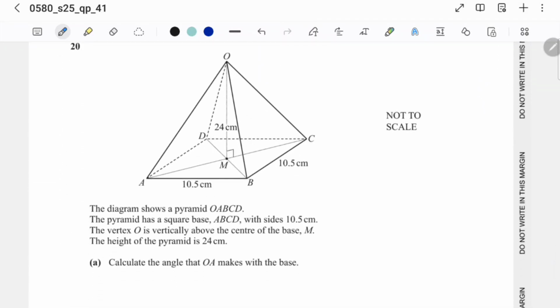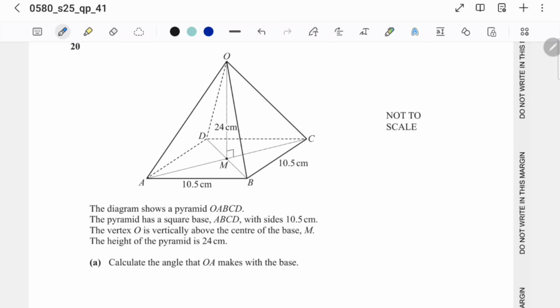Next question is question number 20. The diagram shows a pyramid with O, A, B, C, D. The pyramid has a square base and the sides are 10.5 each. The vertex O is vertically above the center of the base M. The height of the pyramid is 24. Calculate the angle that OA makes with the base. We have to find out the angle there.